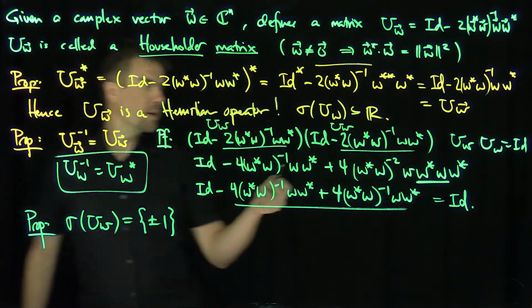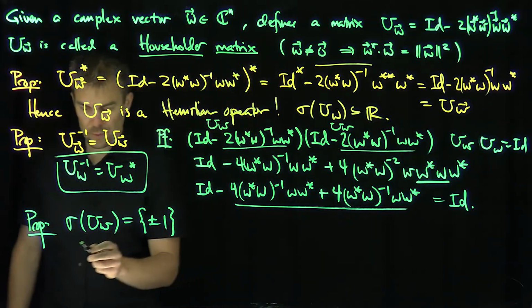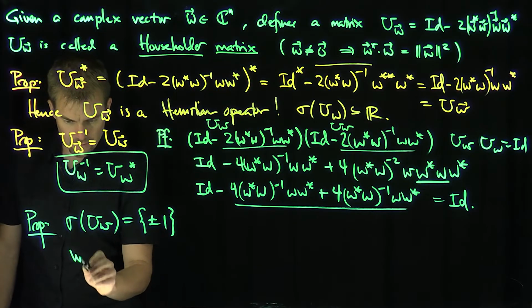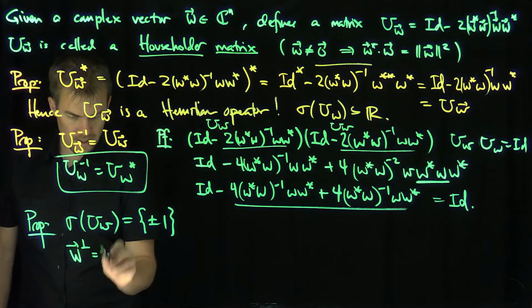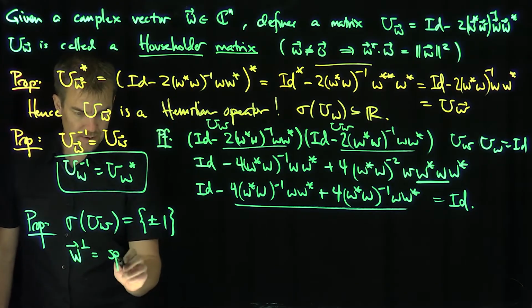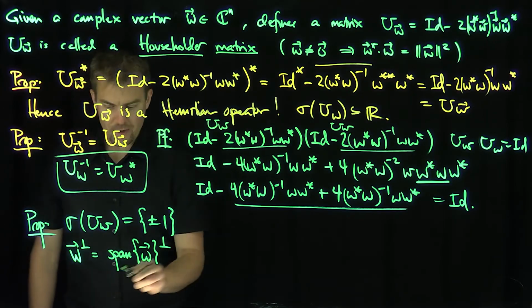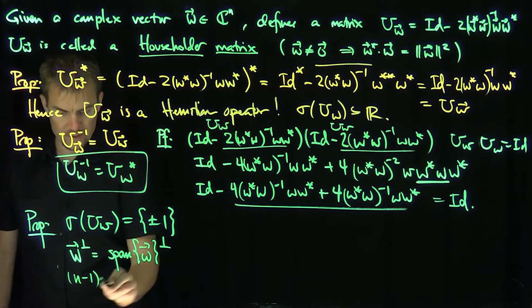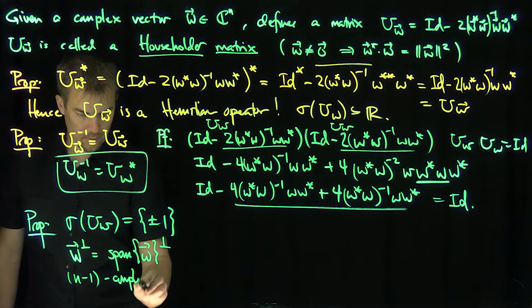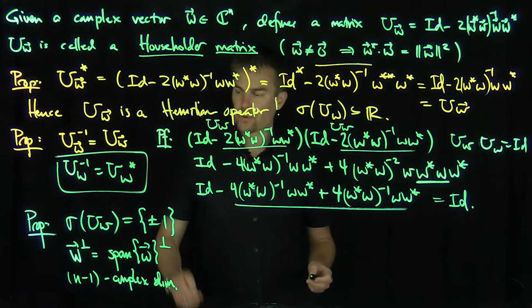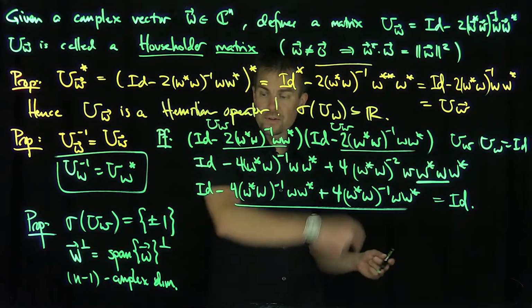So in other words, what can happen in these transformations? What we're going to do is suppose we consider the vector space W perp, the orthogonal complement. This is just the span of the vectors perpendicular to W, right? This thing is an n-1 complex dimensional space. Okay? And let's see what happens when I plug in anything that's perpendicular to W into there, right?